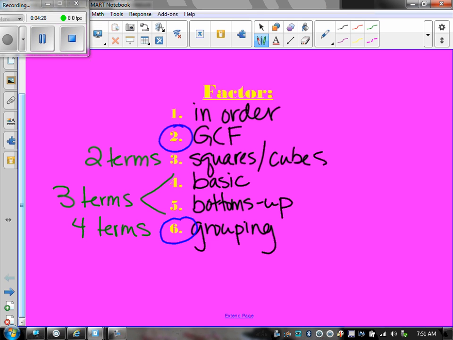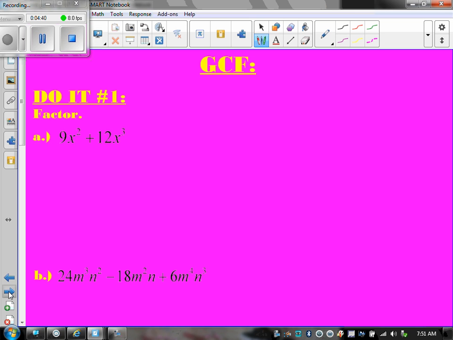Okay? We're always going to look for a GCF first, no matter what. We'll talk about that today. And then we're going to talk about what happens if my problem has lots of terms in it, and we're going to factor by grouping. You ready? All right, let's talk about GCF. Okay? If you look at number 1, first thing I want to do, step number 1 is what?